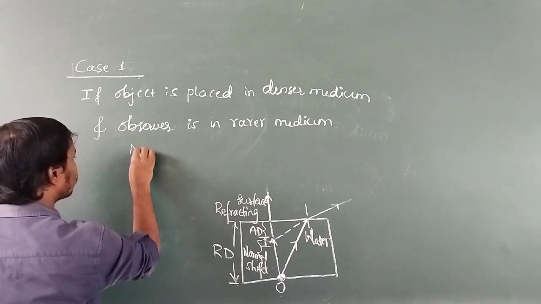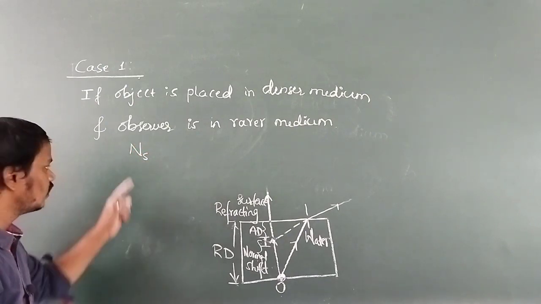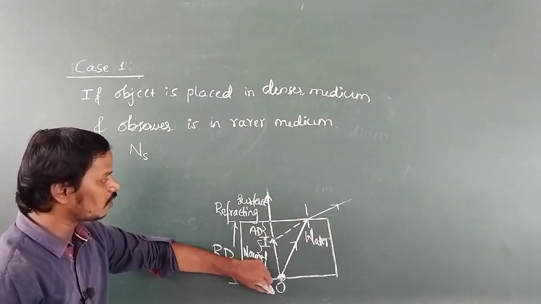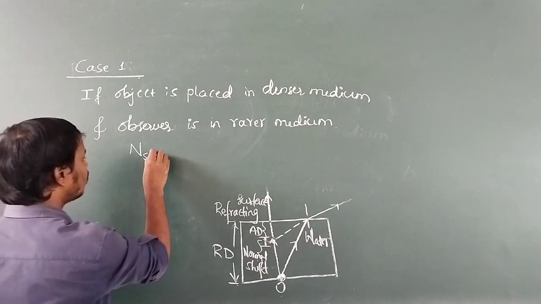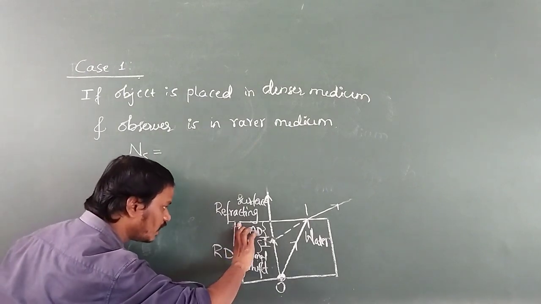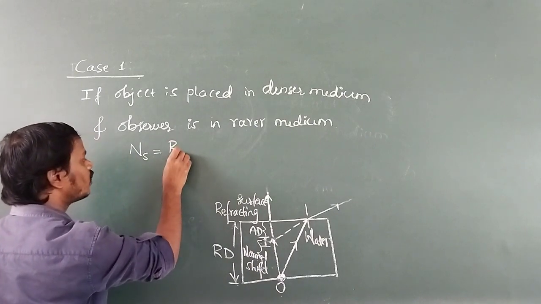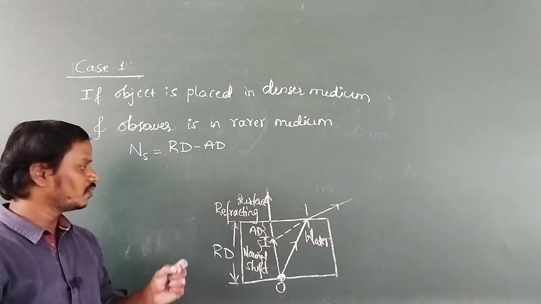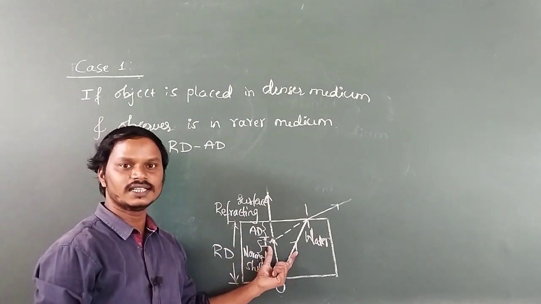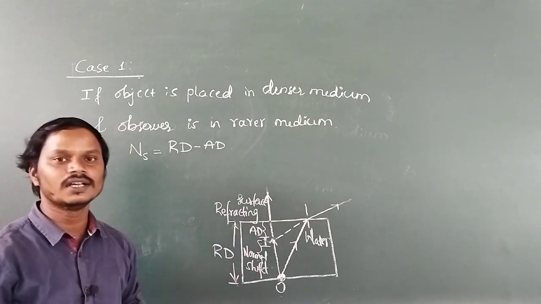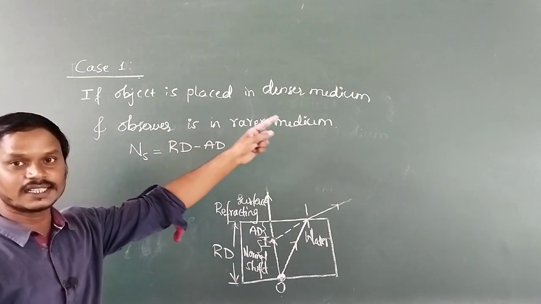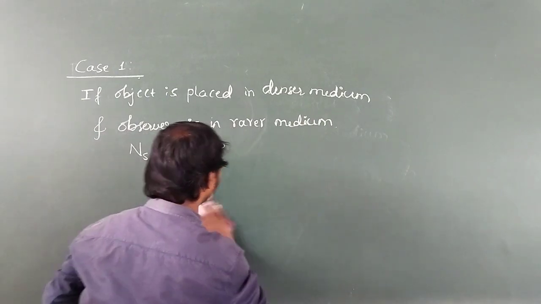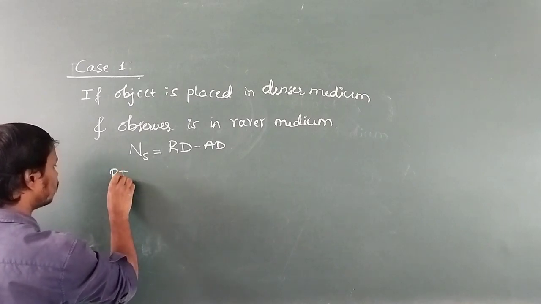Normal shift can be represented by NS. NS means here normal shift, means the shift in position of the object along the normal. Okay. Then NS is equal to, in this diagram, real depth is greater than apparent depth. That is why RD minus AD. And also we are going to find the refractive index of this denser medium by using the real depth and also the apparent depth, when the object is placed in the denser medium and the observer is in the rarer medium. See here, the refractive index of the denser medium.